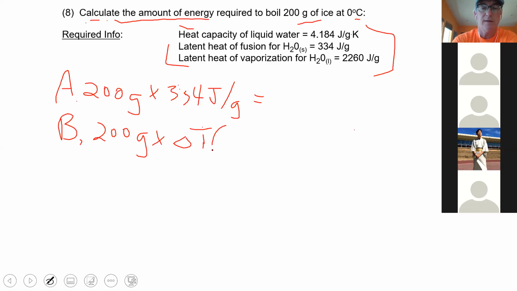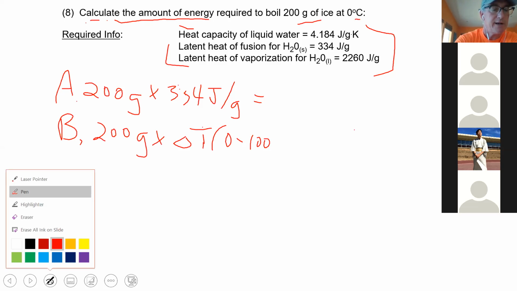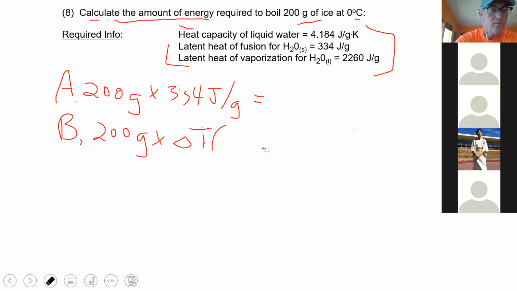So I've got my 200 grams and my delta T needs to be from 0 to 100, right? I need to change my temperature by 100 degrees. I need a 100-degree change in temperature. Either 100 Kelvin or 100 degrees C. Makes no difference because it's a change in temperature. What do I multiply that by? So I've got my grams. I've got my change in temperature. What do I multiply that by to get the amount of heat it takes to go from 0 to 100?